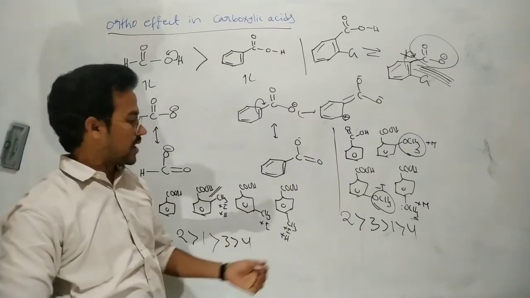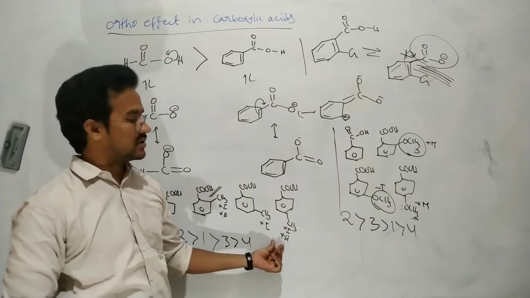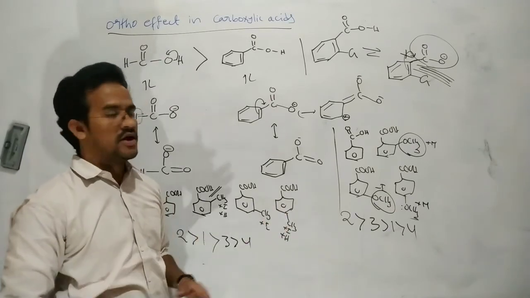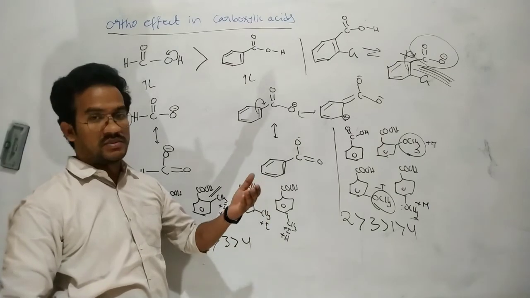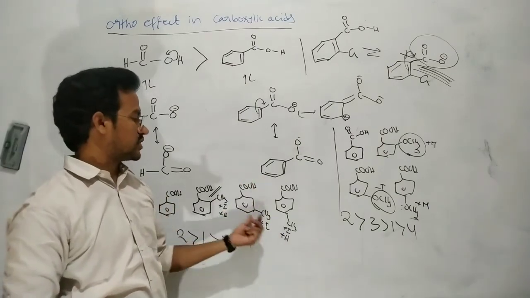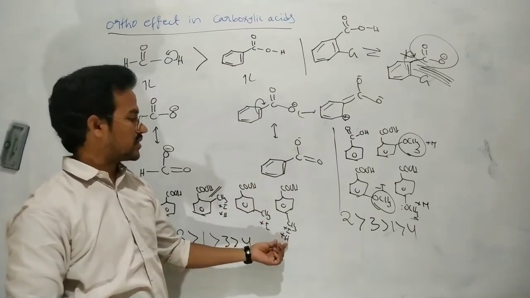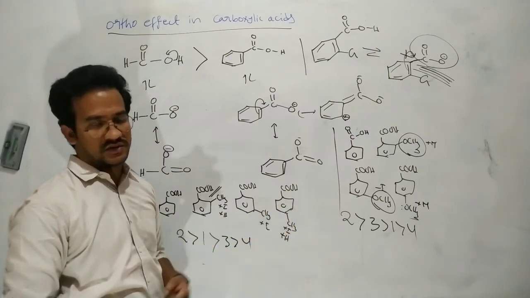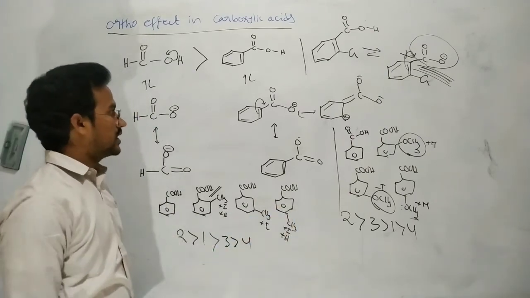Okay, so the hyperconjugation is working at the ortho position and para position, but not at the meta, that means the mesomeric effect is working at the para position and the ortho position. Here by the hyperconjugation it becomes the least acidic. Okay, that's the acidic nature order.